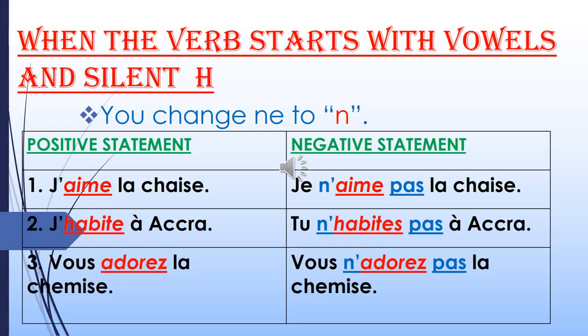Number 3. Vous adorez la chemise. You love or you adore the shirt. Adorer starts with a vowel. So instead of vous ne adorez pas, you write vous n'adorez pas because adorer starts with a vowel.